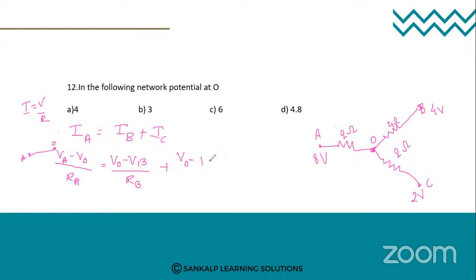So now we can substitute the values. VA, given in the figure, is 8 volt, minus V naught, keep it as it is, upon RA, the resistance given, which is 2 ohm, which is equal to V naught minus VB, where VB is 4 volt, upon the resistance 4 ohm, plus V naught minus VC, VC is 2 volt, upon the resistance 2. You can simplify it for V naught, students. So what we can do here, we can take the LCM and we can cancel.